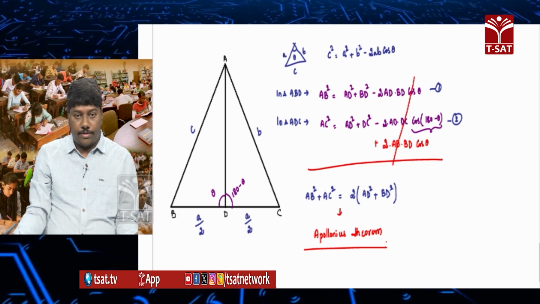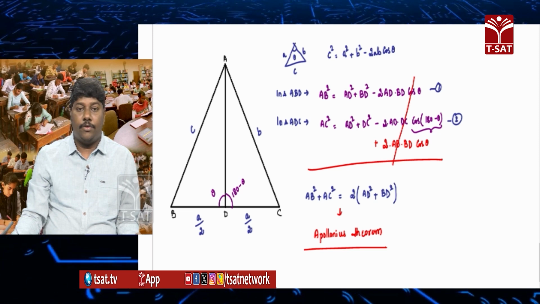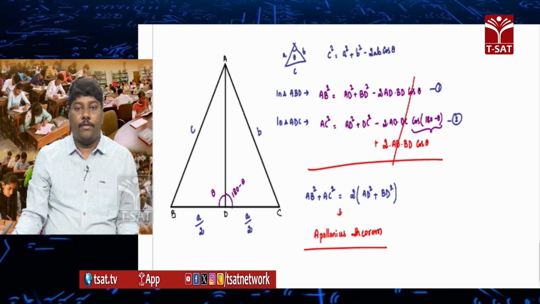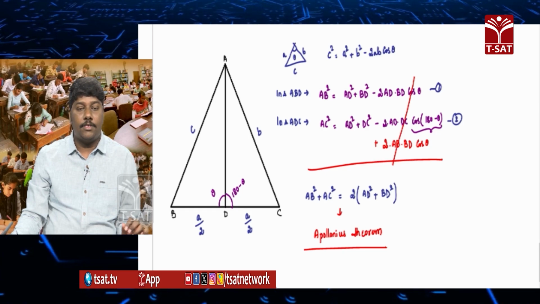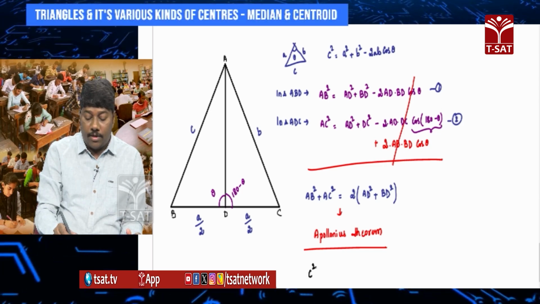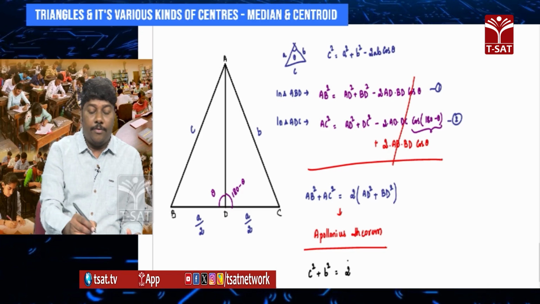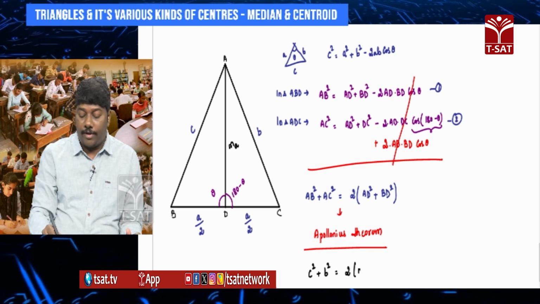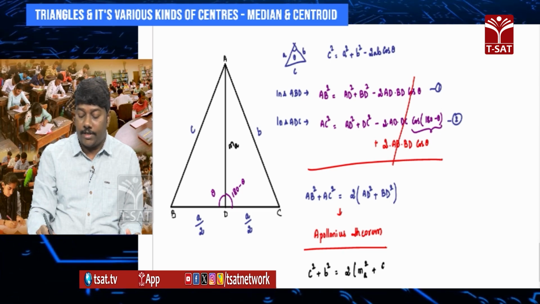What does Apollonius theorem say? If you take any triangle, the sum of squares of two sides is equal to twice the square of the median plus the square of half of the third side, the side which the median bisects. Let us take it further. AB square is nothing but c square, AC square is b square, which is equal to 2 times the median which bisects the side a, we take it as ma, 2 times ma square plus half of the third side square, which is a square by 4.